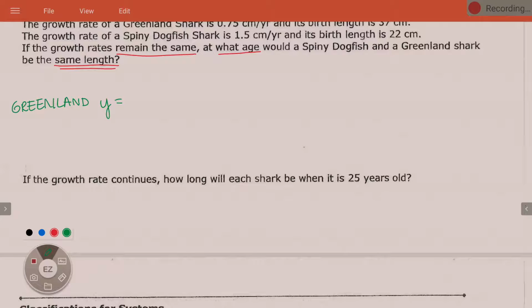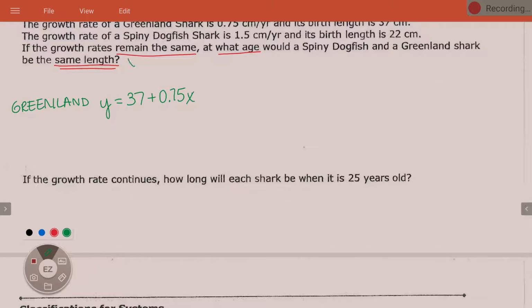Okay, so I'm going to set this up as an equation. And you can even just do an expression. But the idea of, okay, what did we just say? It starts at how long? 37. 37, and we're adding what? 0.75 per year. 0.75 per year. So what can we use as years? Y. I'm going to have to use x just because I already started with y equals. So, okay. So that's our Greenland.